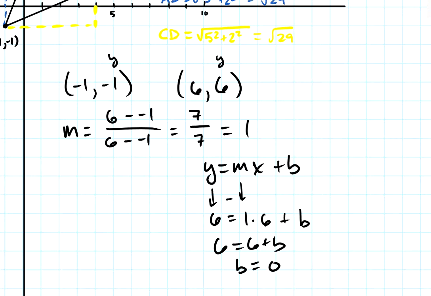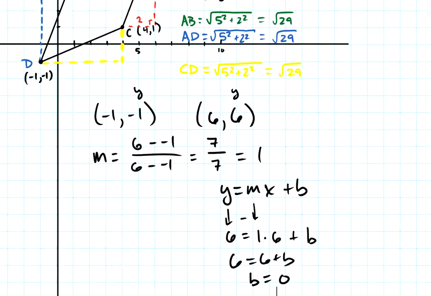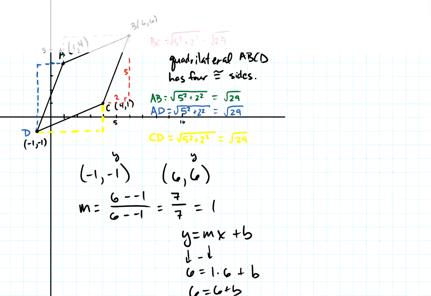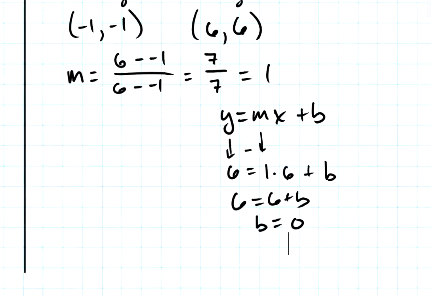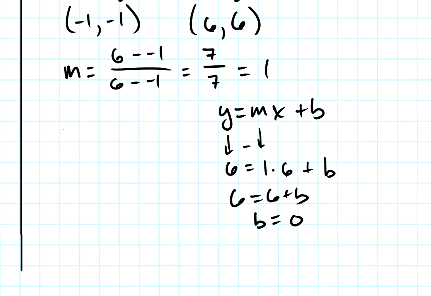So I know the equation of the line that goes through the points B and D is y equals x. It's just y equals x. I could have looked at that and figured it out, I guess, but that's the equation of that line. And notice what the slope is, and notice the y-intercept.